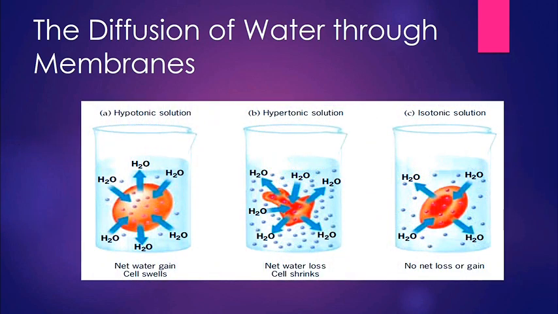When a cell is placed into a hypotonic solution, the cell rapidly gains water by osmosis and swells, as illustrated in figure A. Conversely, a cell placed into a hypertonic solution rapidly loses water by osmosis and shrinks, as illustrated in figure B.